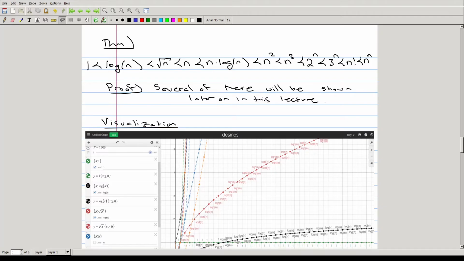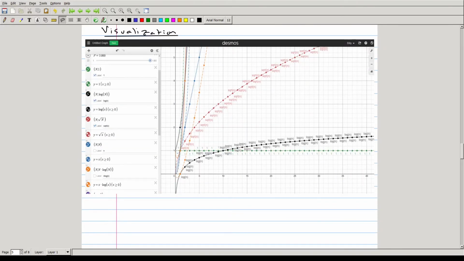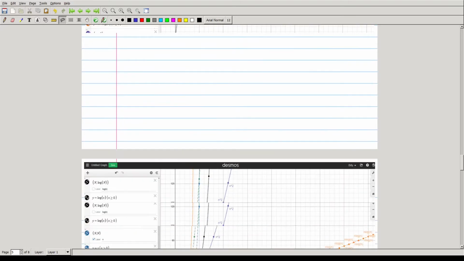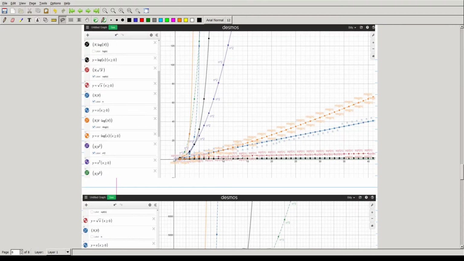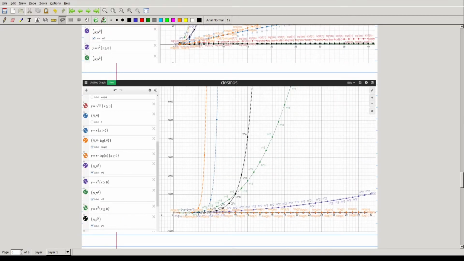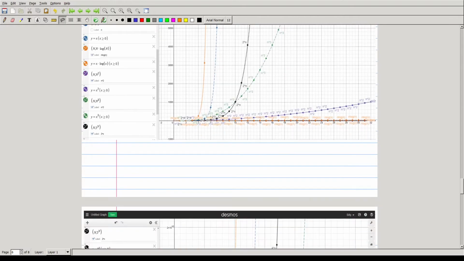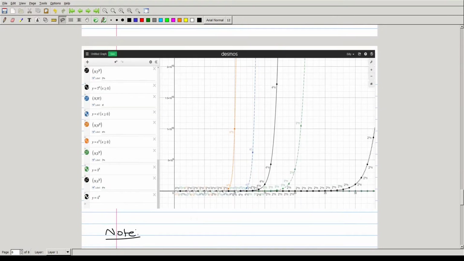So let's go through and try to show some of these strict domination relationships. We're going to start with the very end, for the largest functions here, in some sense n factorial and n raised to the power n, because these are relatively straightforward to go through and definitively show.